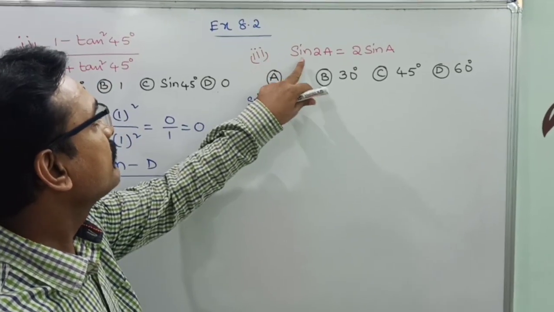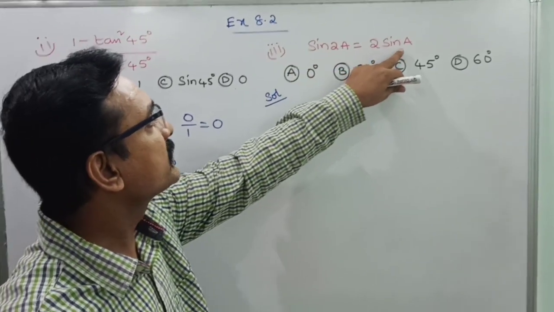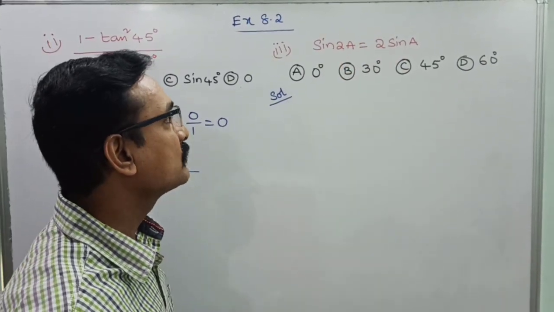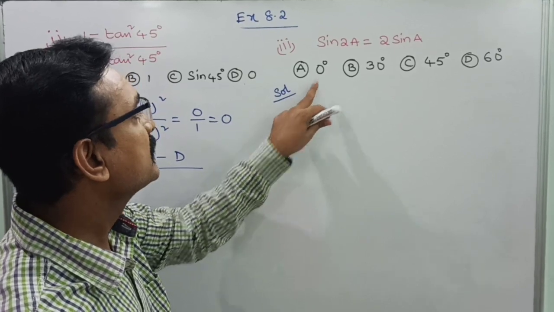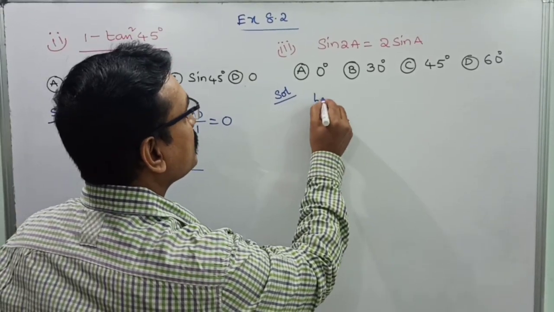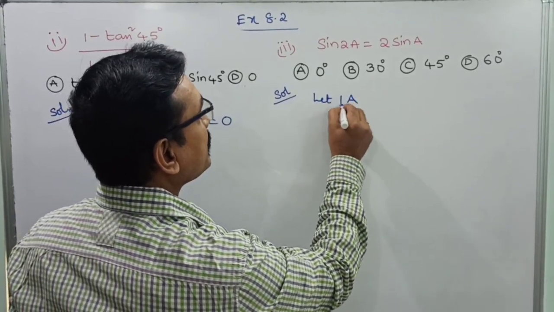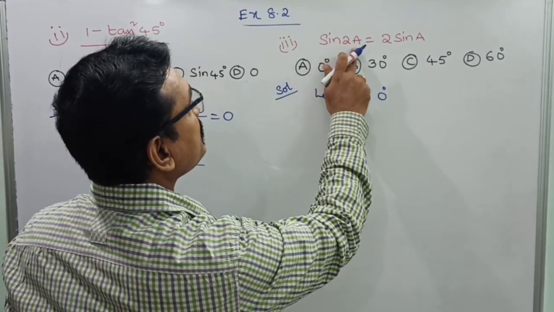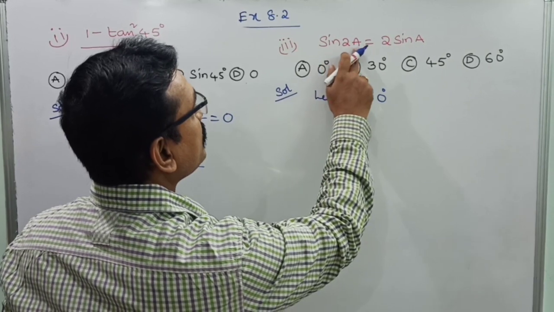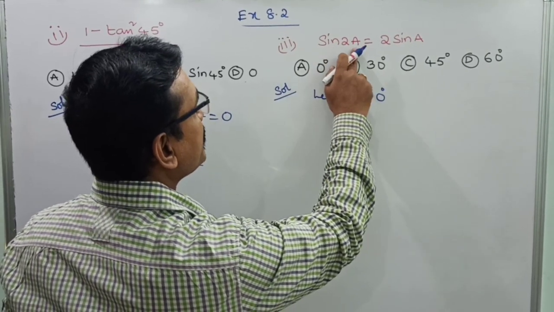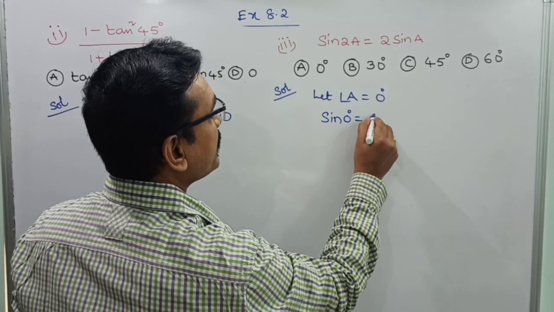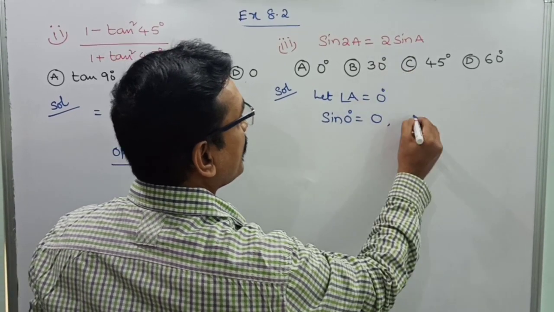So question number 3. Sin 2a equals to 2 sin a. For which angle these both are equal? Here we have to substitute as per the options. Let first case angle A equals to, take it as 0 degrees. Then sin 2a. So 2 into 0 is 0. So sin 0 degrees equals to 0.